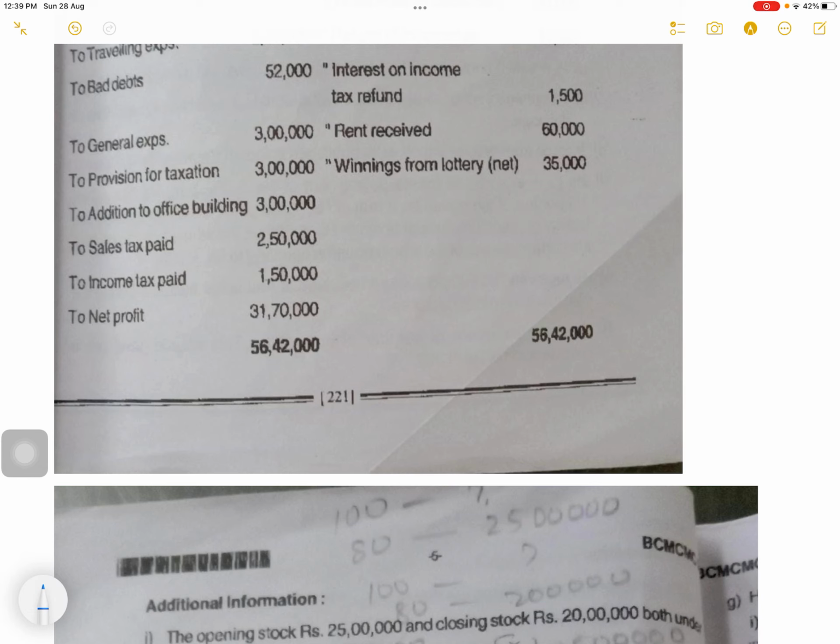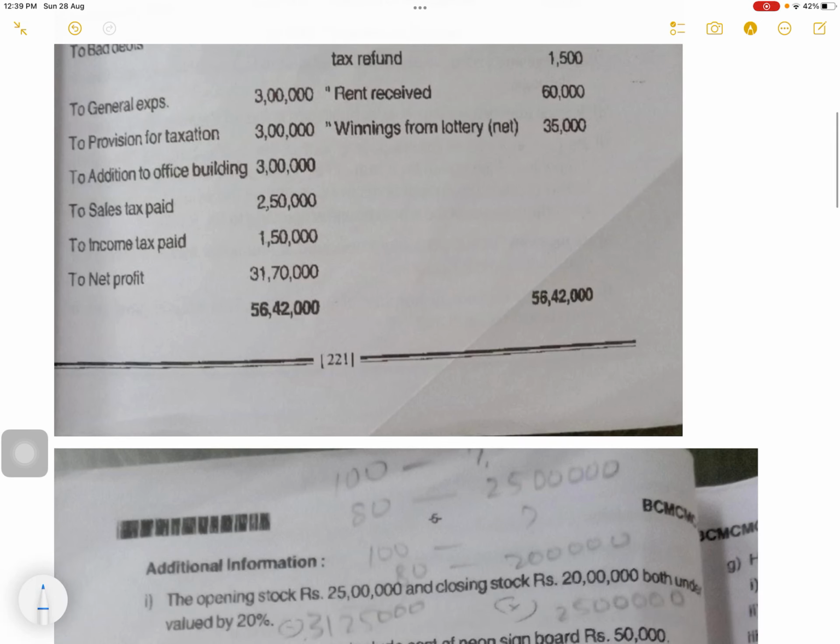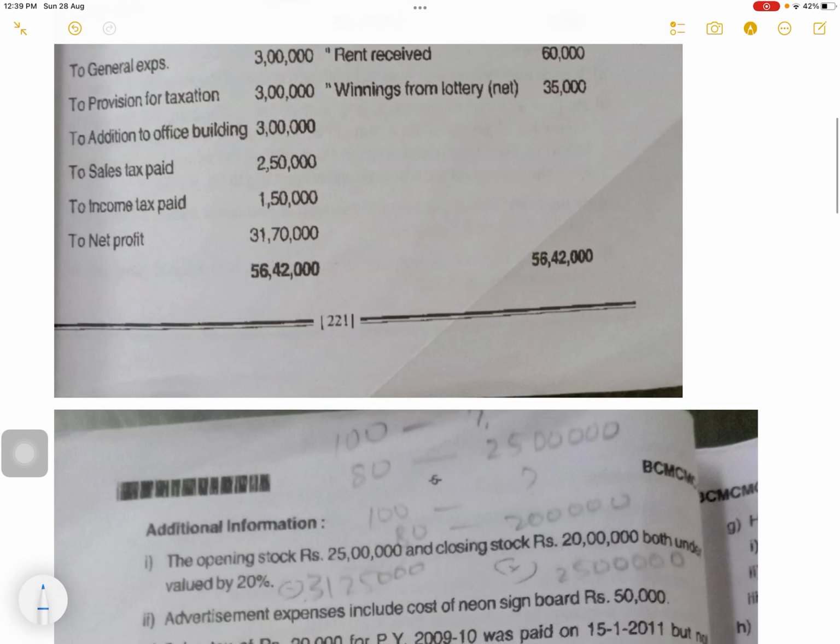Next one is sales tax paid. In the exam, sales tax paid will not be given. Instead of that, GST paid will be given. If GST is paid, you are not supposed to do anything about it. It is paid and it is allowed. GST paid is allowed in the year in which it is paid. If GST is due and paid before filing the return, still it is allowed. So 2,50,000 is allowed.